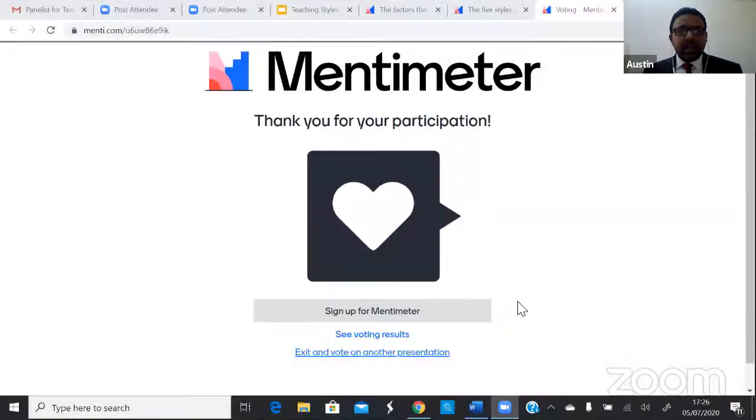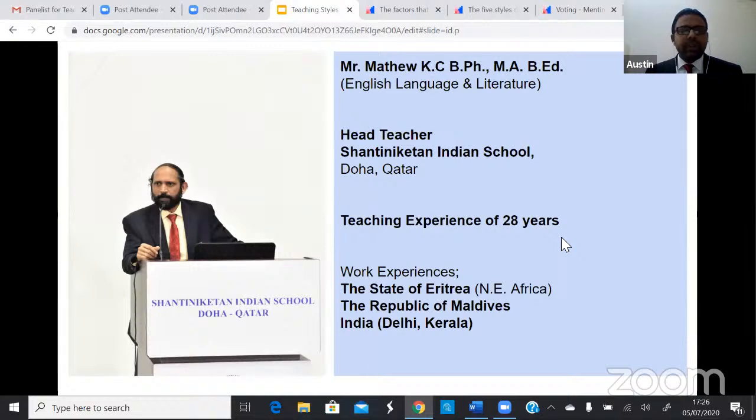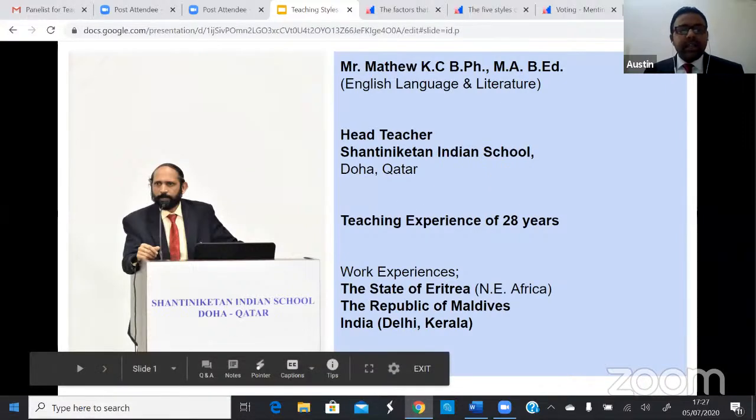He has been in the field of education for more than two decades. He holds a degree in philosophy and a master's degree in English with a Bachelor of Education. He has a teaching experience of 28 years and has worked as a senior English teacher in the state of Eritrea in Northeast Africa as part of the United Nations educational program for 6 years. He proved himself as a successful educationist in various capacities, both in India and abroad. His simplicity and dedicated service help him win the hearts of many.